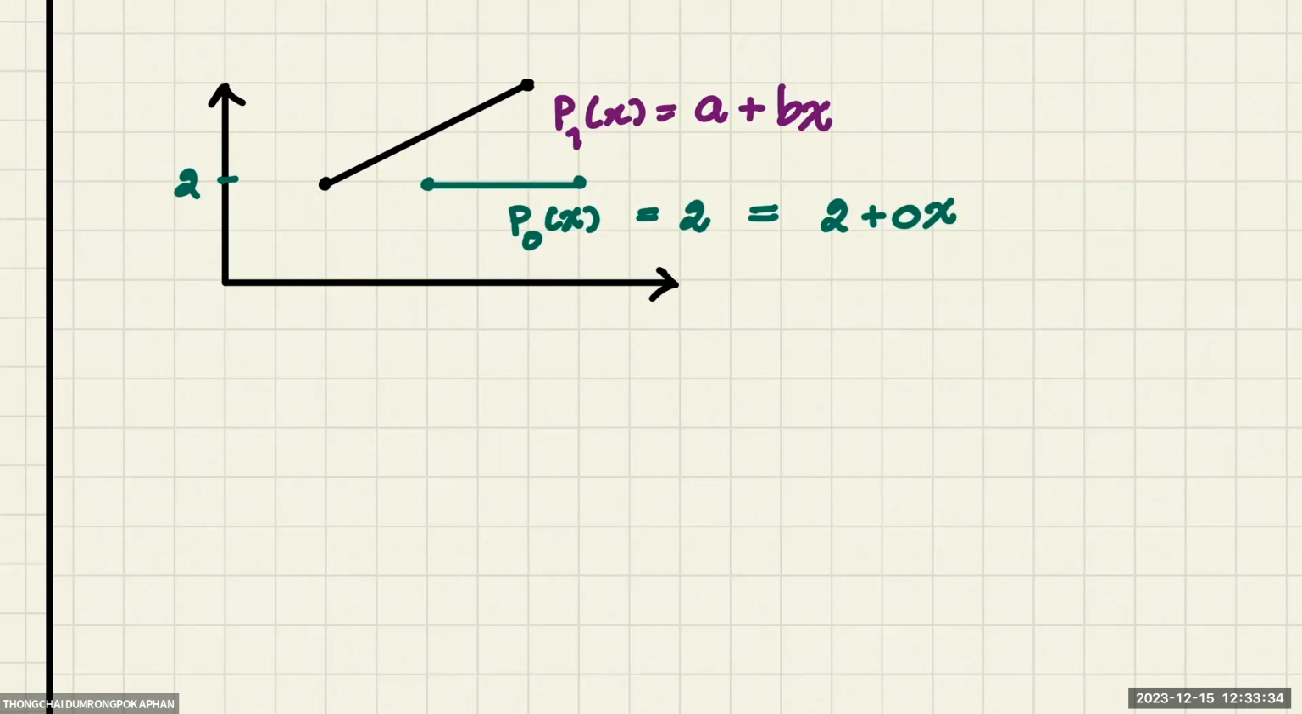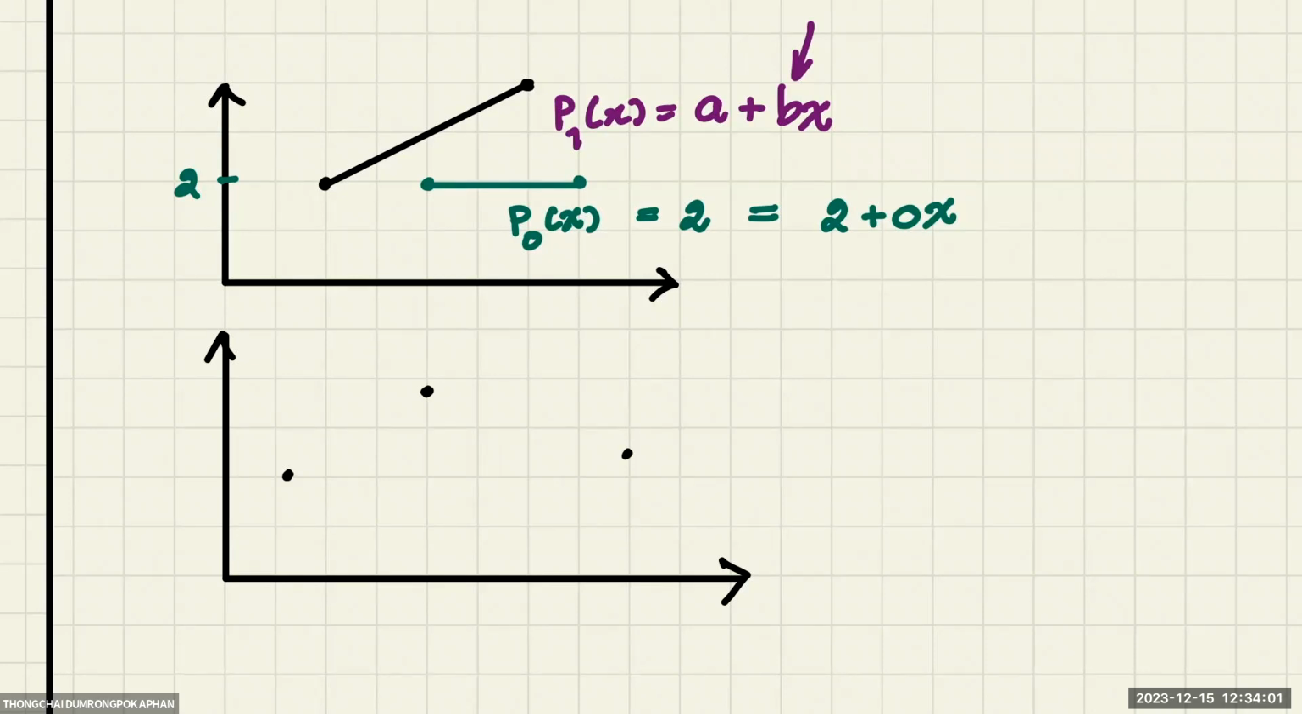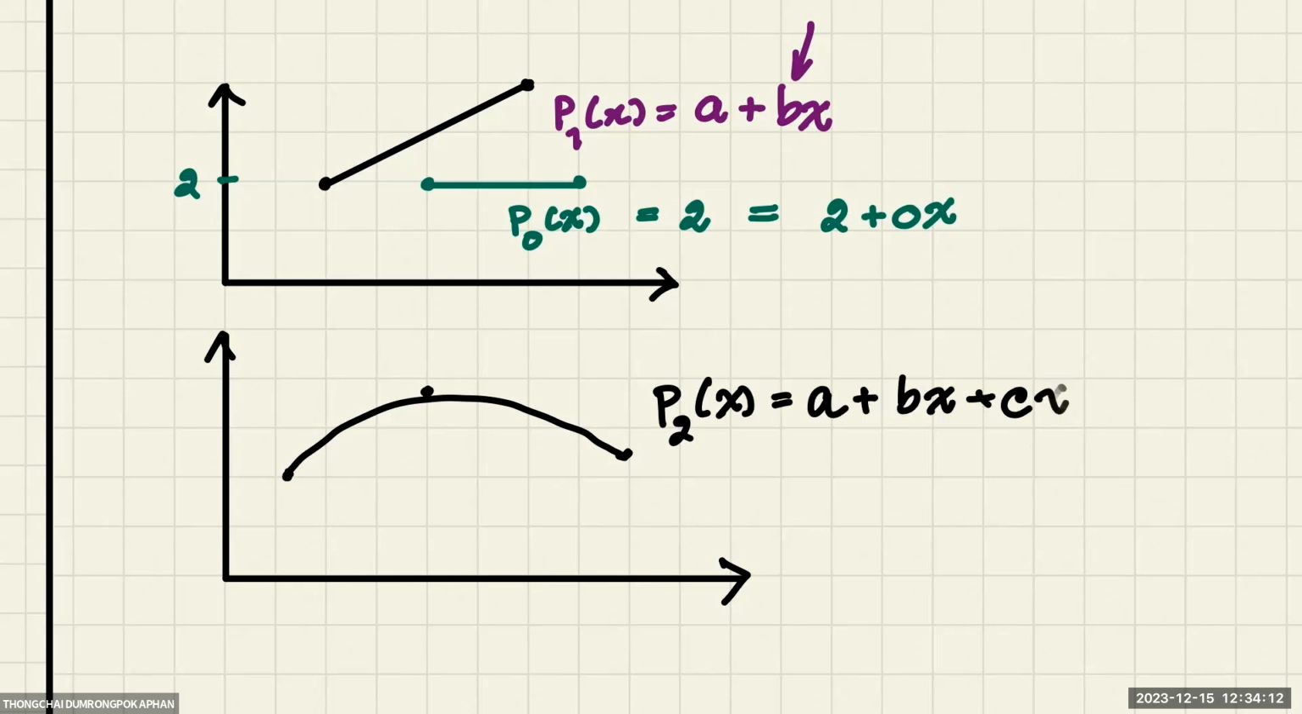Polynomial degree 0 is part of polynomial degree 1, in which the coefficient b equals 0, and you get polynomial degree 0. And the other thing is that if you have 3 data points, you can fit all 3 by using the part of a parabola, which is polynomial degree 2. So I can write P2(x) is going to be a plus bx plus cx squared.